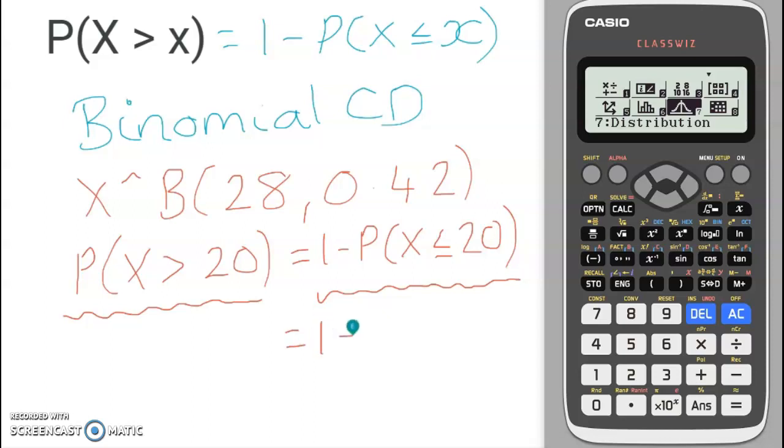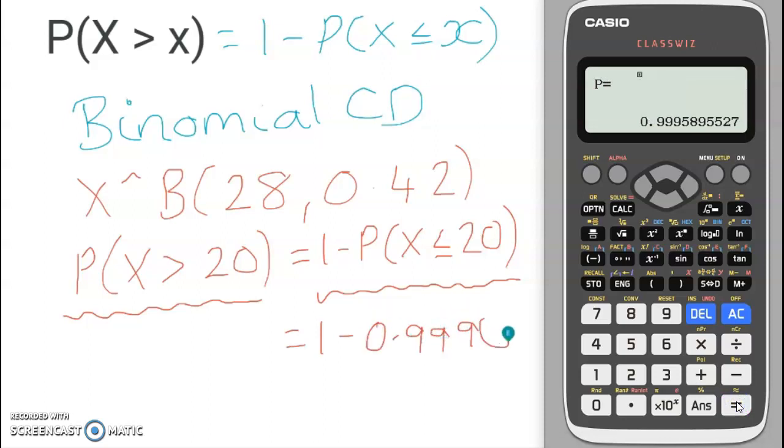So I can use the calculator to find x is less than or equal to 20. So pressing Menu and option 7 for distribution, I scroll down to binomial CD and I put in my values. X is 20 and under, n is 28 and p is 0.42. That gives me the probability 0.9996 if I round it, and therefore subtracting from 1, 0.0004.